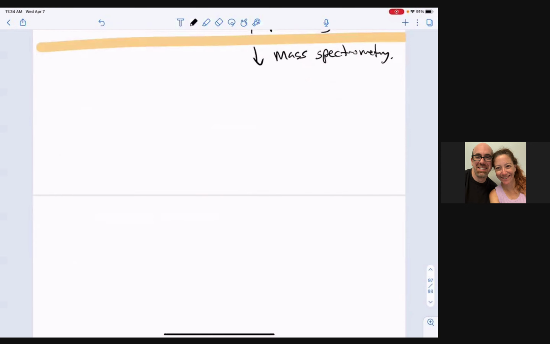If any of you took Dr. Meshrev's class, he's a big mass spectrometry person. He loves it. He'll tell you about how great it is. And it's actually a pretty cool technique, right?